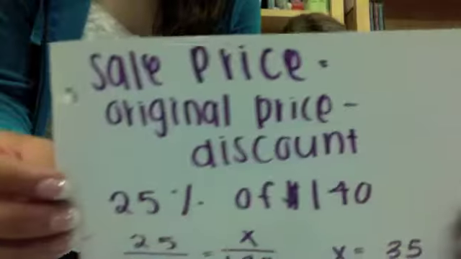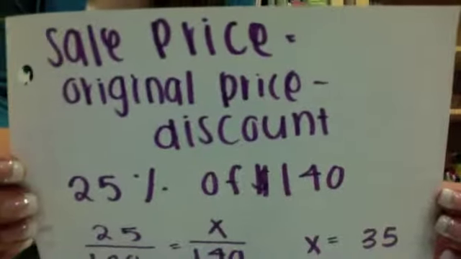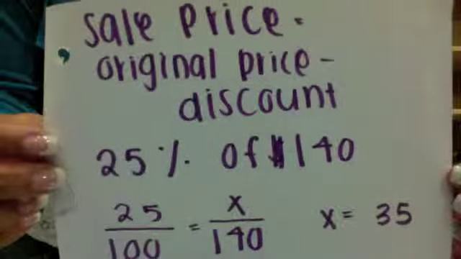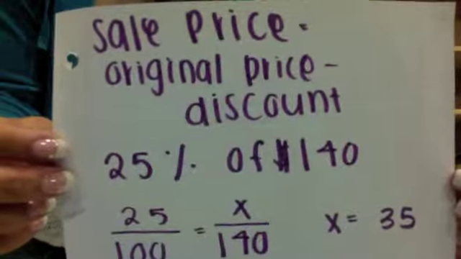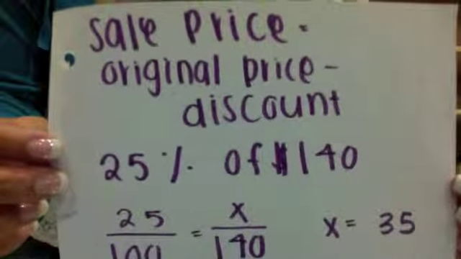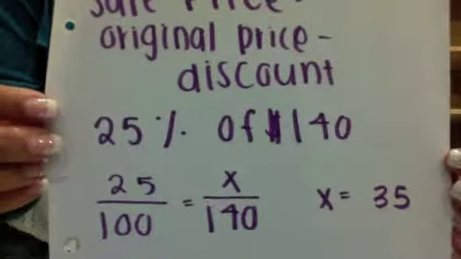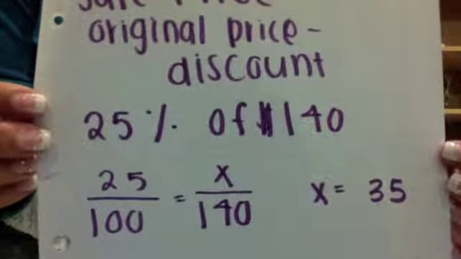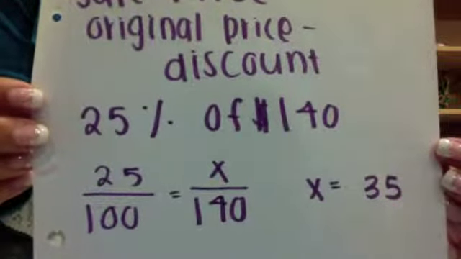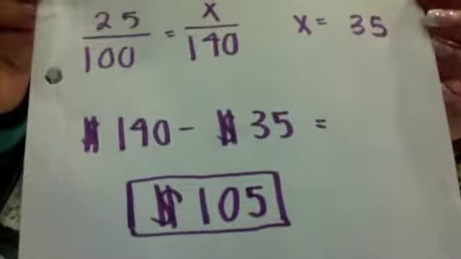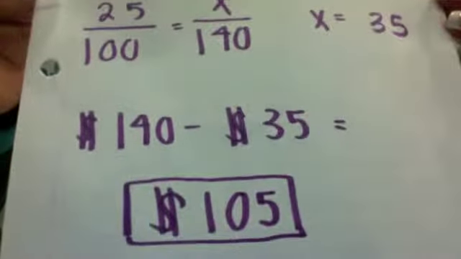The second is to find a discount, which is the decrease in the price of an item. To find the sales price after a discount, subtract the discount from the original price. A department store is having a 25% off clearance sale. You find an item originally priced at $140. What is the sale price of the item? First, you have to find the discount. The discount is 25%, so you do 25 over 100 equals x over 140. Then you cross multiply and divide to get x equals 35. 140 minus 35 is 105. So the sale price of the item is $105.